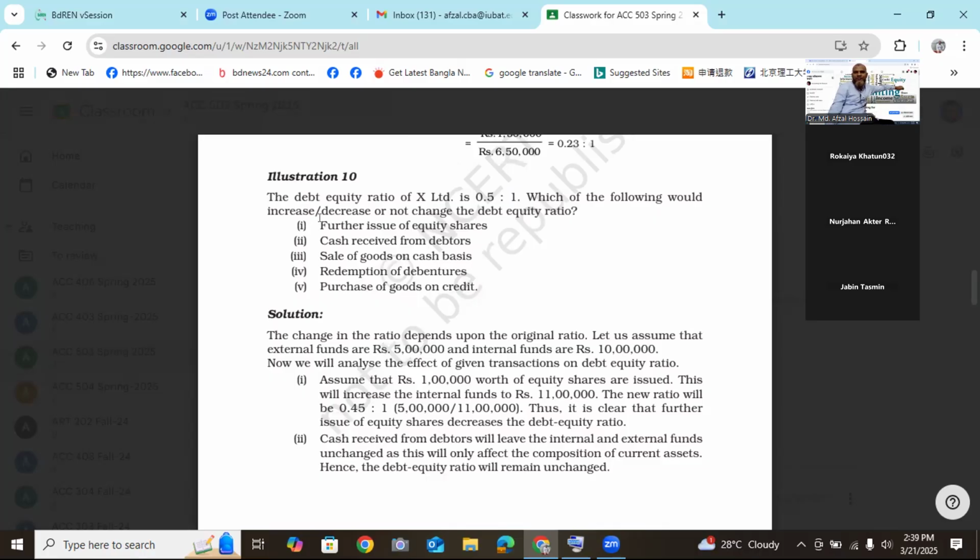So first of all, further issue of equity shares. So they issue more shares. If they issue more equity shares, what is the impact on this result? Will it increase, decrease or not change? What do you think? This 0.5, will it increase or decrease if you issue further equity shares?